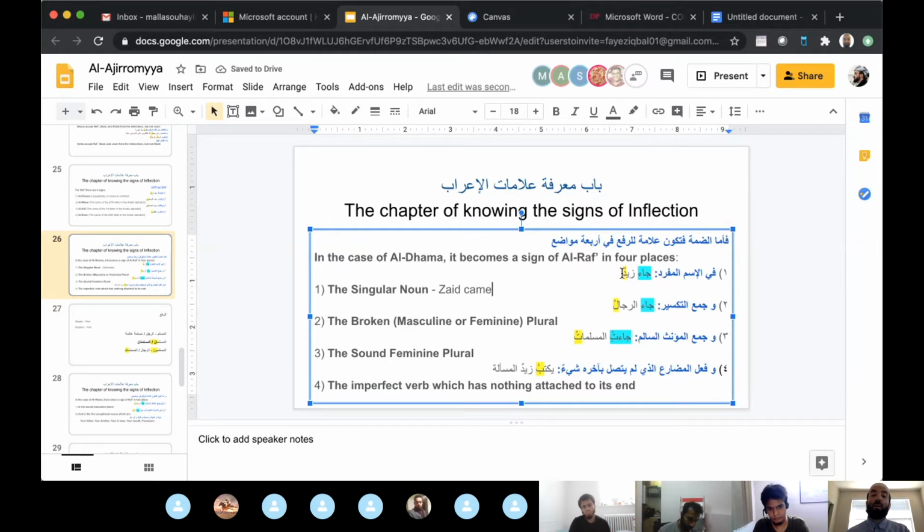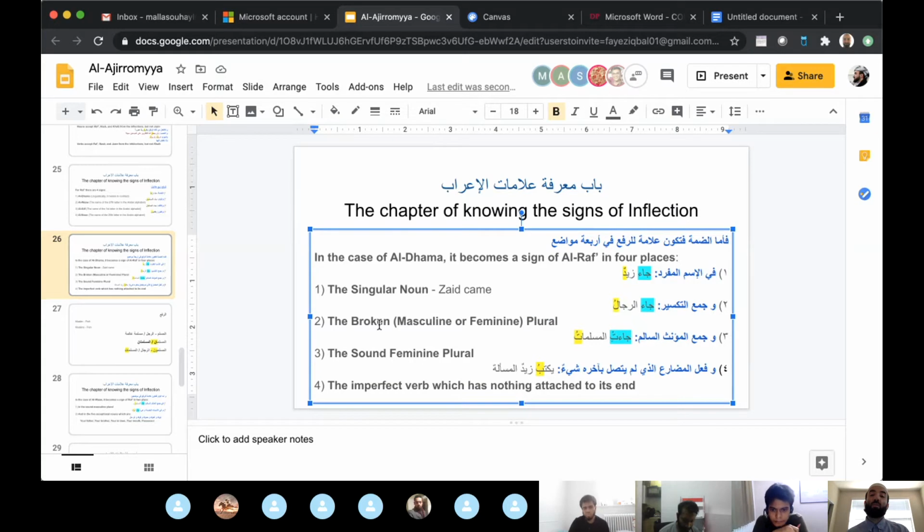So this is the first place where a dhamma becomes a sign of rafa. I want you to go back to the layers that we talked about, how a dhamma tells us it has the inflection of rafa, and how a rafa tells us that that word is the subject, right? So always keep that in mind. So Zayd came, right? That's the first place where dhamma becomes a sign of rafa, the singular noun. And then the second place where dhamma becomes a sign of rafa is the jam' al-taksir, the broken plural.